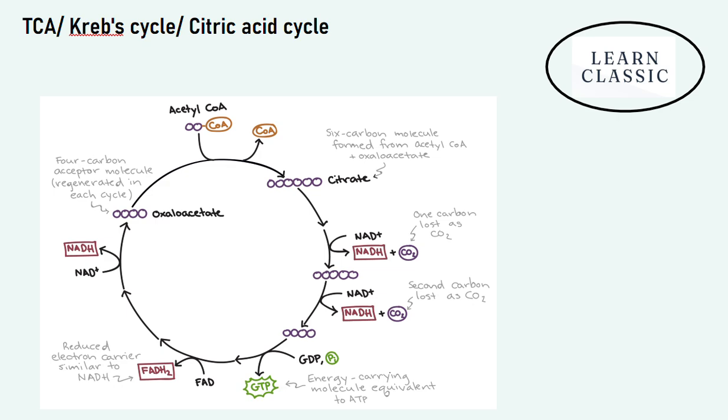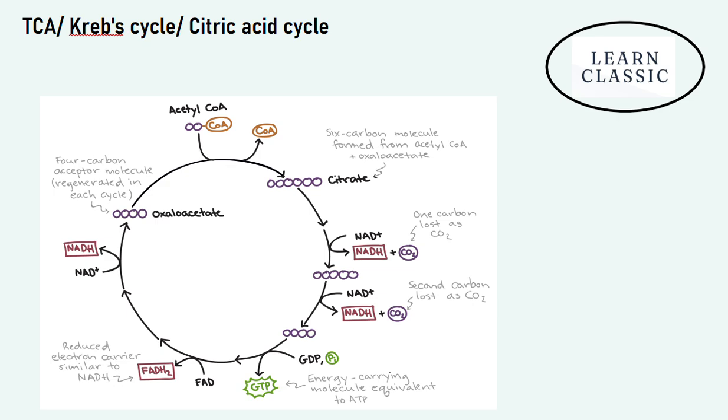Now moving to the fifth step, that is the conversion of succinyl coenzyme A to succinate. Succinate is a 4 carbon molecule, right? And succinyl coenzyme A synthetase is the enzyme involved in this step. In the reaction, succinyl coenzyme A is converted into succinate, releasing GTP, which is further converted into ATP. And this is the only substrate level phosphorylation in the TCA cycle. Very important point to remember, okay?